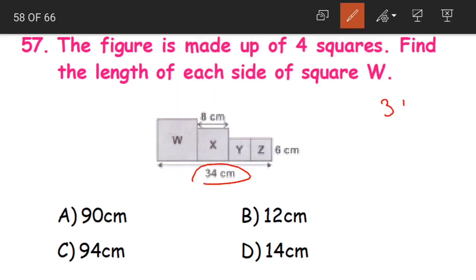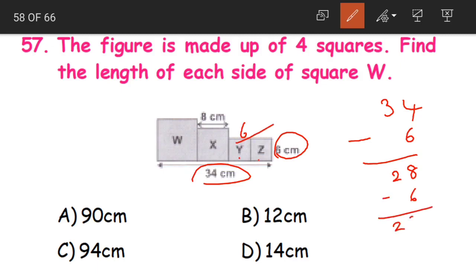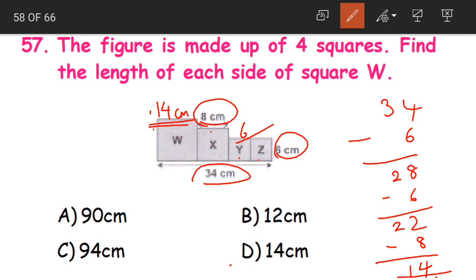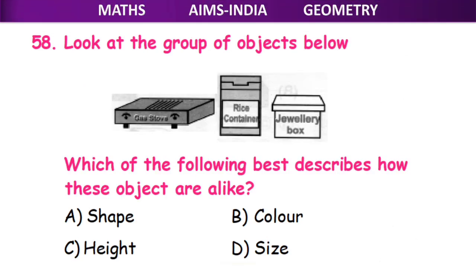So what is the total length? 34 minus the length of Z is 6. 34 minus 6, 28. Again the length of square Y is also 6. So 28 minus 6, 22. Again the length of square X is 8 centimeters. So 22 minus 8 is equal to how much? 14. So what are we left with, children? 14 centimeters. So what is this? The 14 centimeter is nothing but the length of each side of our square W. I hope this is clear. Option D, 14 centimeters becomes our correct answer.